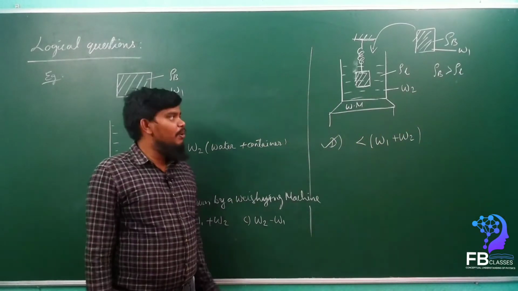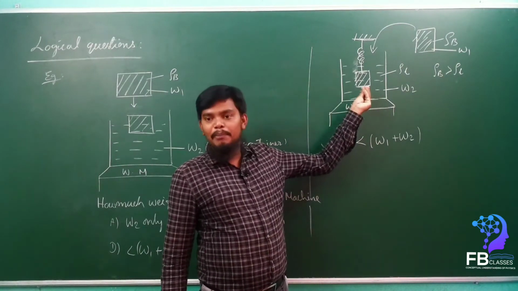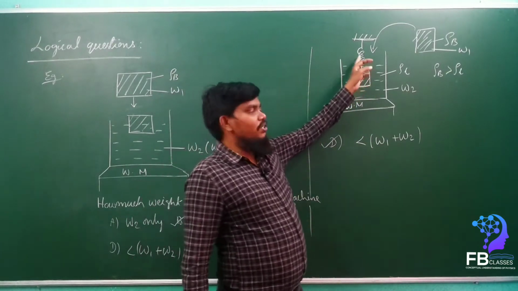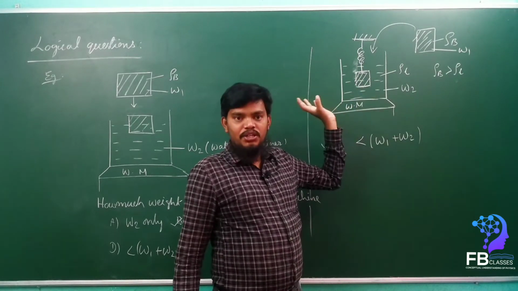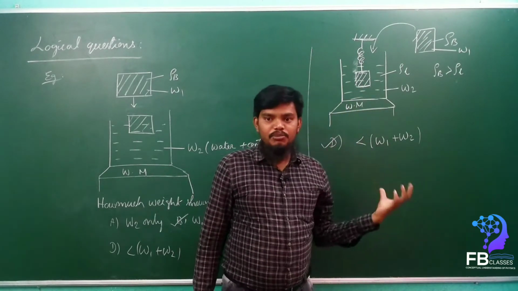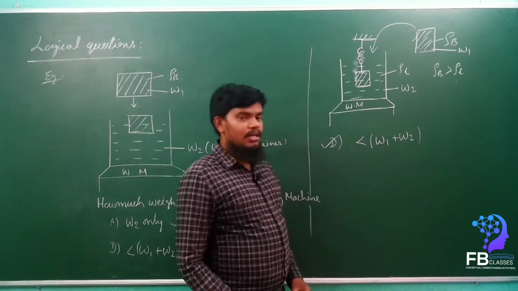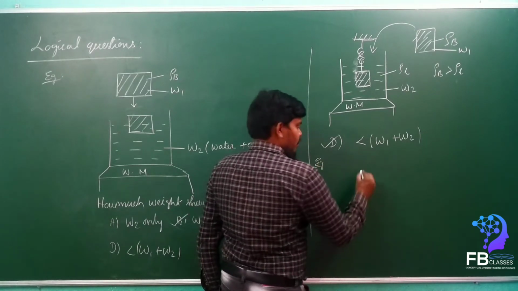Do you know why? Because here the water will apply only the buoyancy force onto the block. The block is already attached to the spring. So because it is not completely resting on the bottom, the weighing machine will show a reading less than W1 plus W2. Got it? Understand?